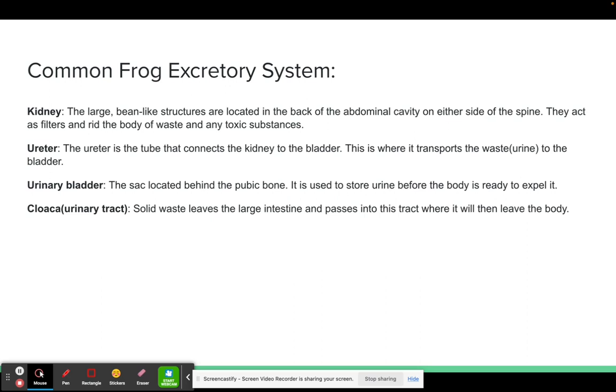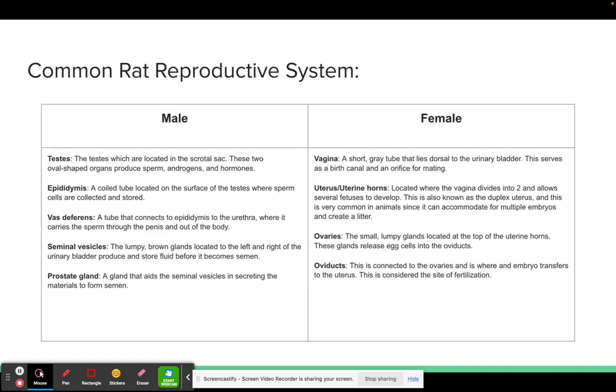For the frog, everything's the same with the kidney, ureter, and urinary bladder, except they have a cloaca, which is this urinary tract. And this is where any type of solid waste leaves the large intestine and it passes into this tract where it will then leave the frog's body. And this is actually very important as well in the reproductive system, which I will talk about later.